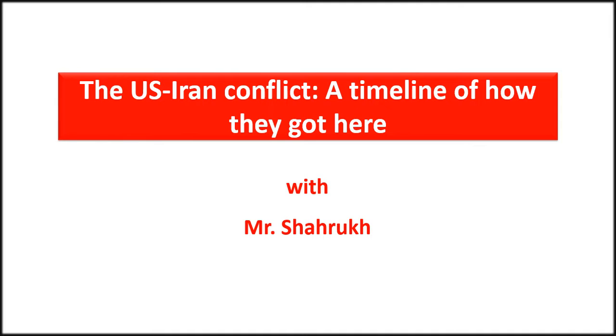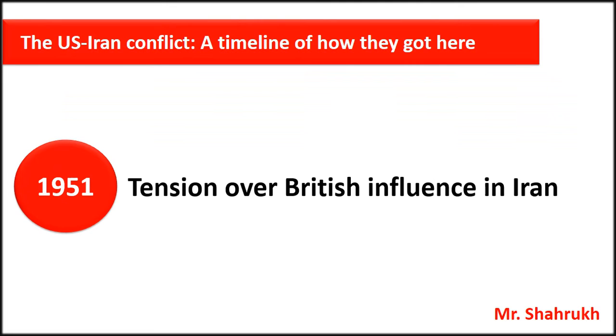Points of contention have included control over Iran's oil reserves, US political interference in Tehran, Iran's desire for nuclear power, and both countries' growing influence in the Middle East. It's a long and complicated history, but let's start in 1951, when tensions between Iranians and foreign powers influencing the country first start to bubble.